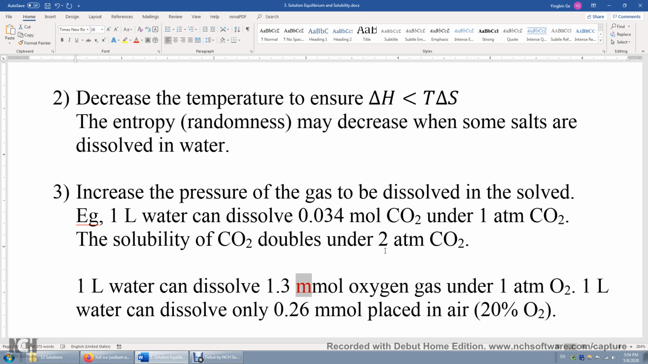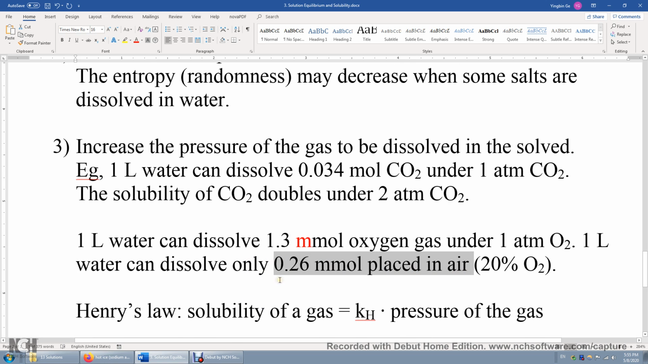All right. So now my question is, what if I'm talking about air? What if I place a beaker of water just in air? How much oxygen can be dissolved? All right, it's only 20% of this 1.3. Therefore, only 0.26 millimole of oxygen can be dissolved in water in air, because in air, the pressure of oxygen is only 20% of 1 atm. But this is still important. This is the reason why fish can breathe in water. There's oxygen in water.